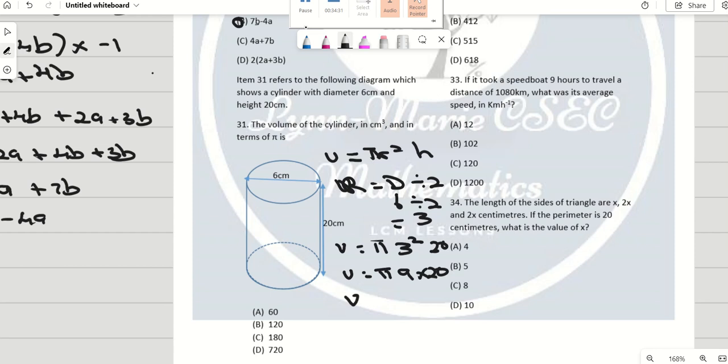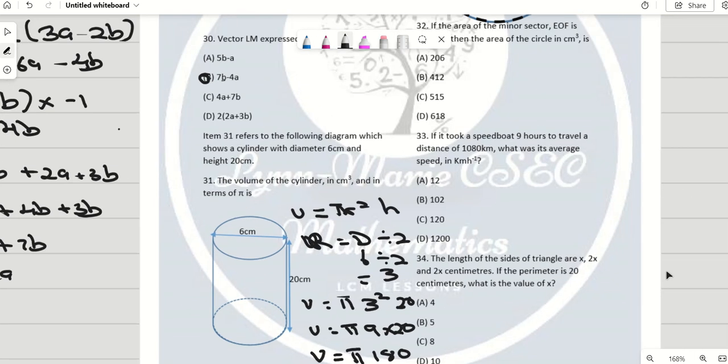So just leave out the pi. Volume is 180 pi. So you're looking for the volume of a cylinder in terms of pi, which is 180 pi, which is C, right? C would be your answer. They told you in terms of pi, so that's why you pick 180.